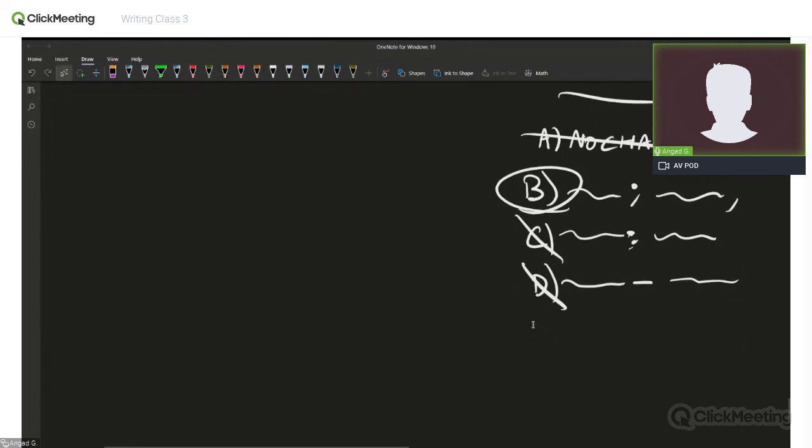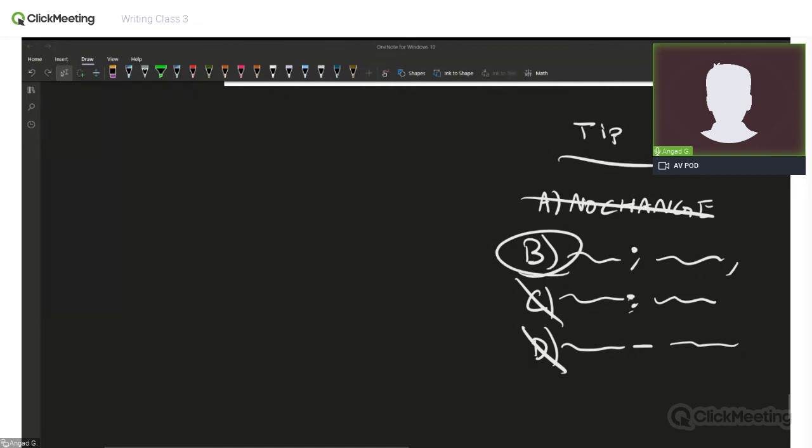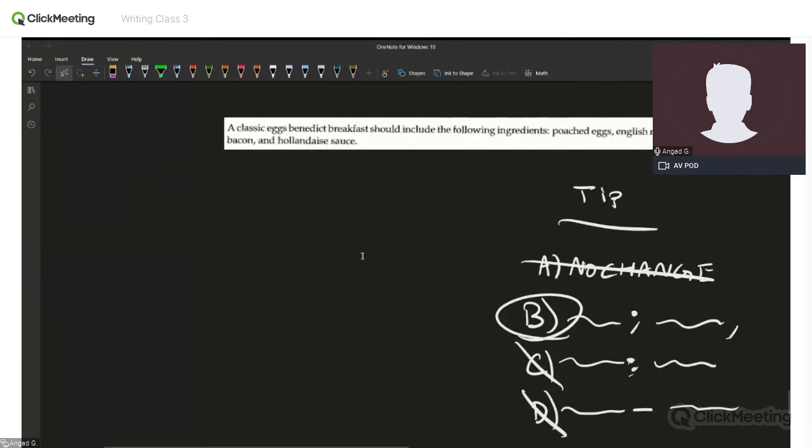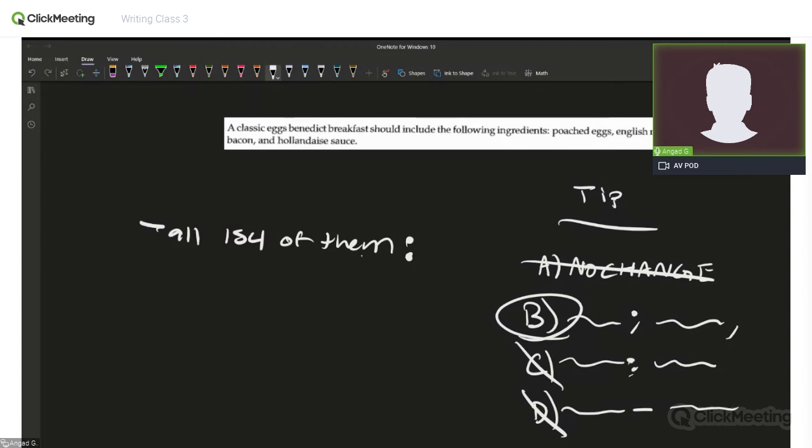All right. Another thing is that a dash can take the place of a colon, but a colon cannot take the place of a dash. Like earlier, we had all 154 of them. We can't write this with a colon, because what's inside here is not an independent clause. All 154 of them is not an independent clause, and a colon has to have one before it. A colon can be replaced by a dash, but a dash cannot be replaced by a colon. So this would still have to be like that. You guys get that?